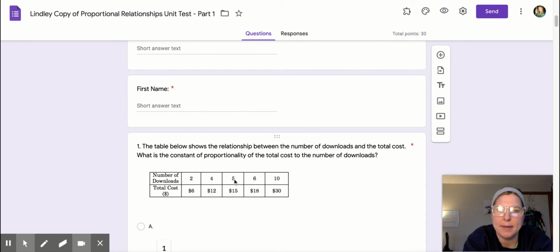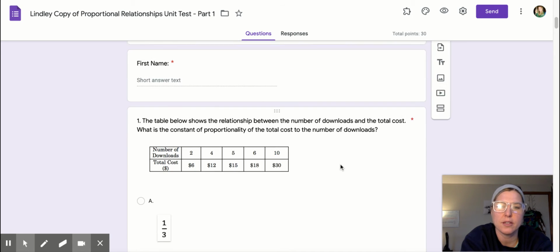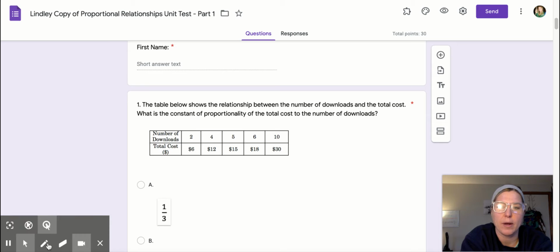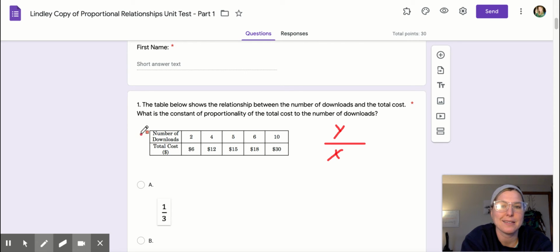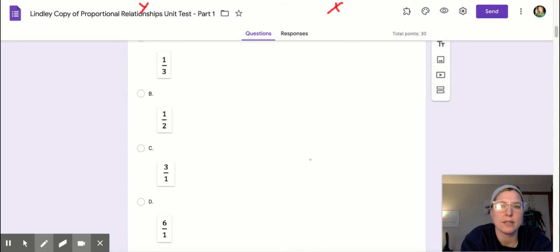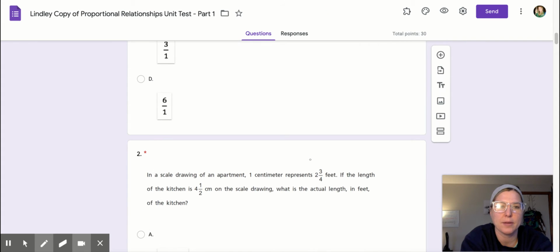Question number 1. The table below shows the relationship between the number of downloads and the total cost. What is the constant of proportionality of the total cost to the number of downloads? I want you to just remember that when you're doing this, you have to put y over x, or y divided by x. Hint, hint, on this table, these are your x values and these are your y values. So go ahead and select your correct answer for that one.